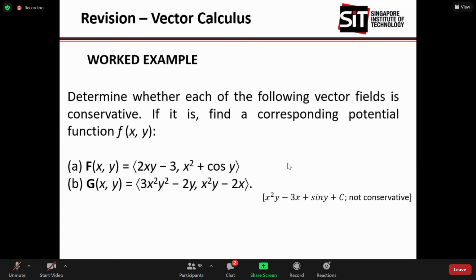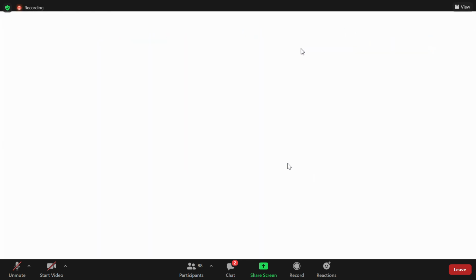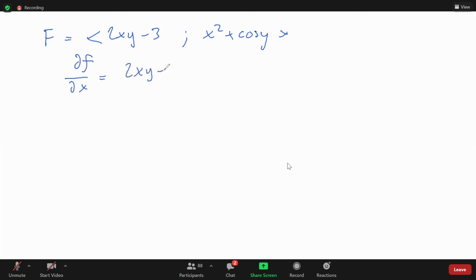So let's see how we can find if a vector field is conservative or not. We've mentioned that to find if a vector field is conservative, we need to identify a potential function for that vector field. So if we have a vector field defined by 2xy minus 3 and x squared plus cos y, we need to identify a potential function for which the partial derivative with respect to x is 2xy minus 3, and partial derivative with respect to y is x squared plus cos y.